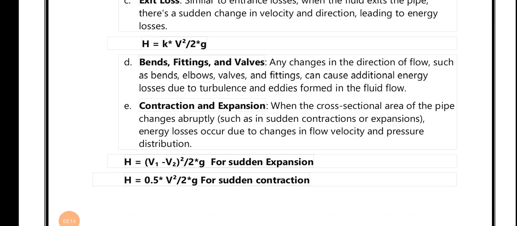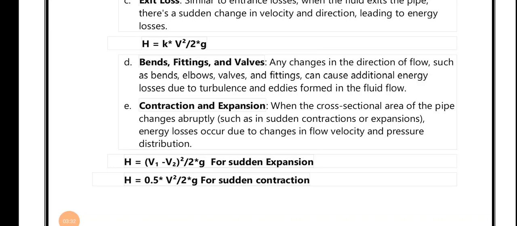Next is contraction and expansion. When the cross-sectional area of the pipe changes abruptly, such as in sudden contraction and sudden expansion, energy losses occur due to the change in fluid velocity and pressure distribution.